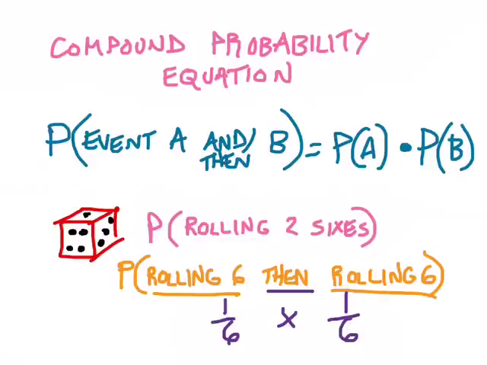Thankfully for us, multiplying fractions is really simple. You just multiply straight across the top, straight across the bottom, you have your answer. And in this case, 1 times 1 is 1, and 6 times 6 is 36. And that's my compound probability, the probability of rolling 2 6s. I have a 1 in 36 chance of rolling 2 6s, meaning that 1 out of the 36 times that I roll a dice twice, I would expect to get 2 6s.